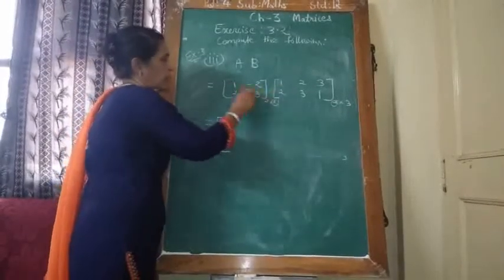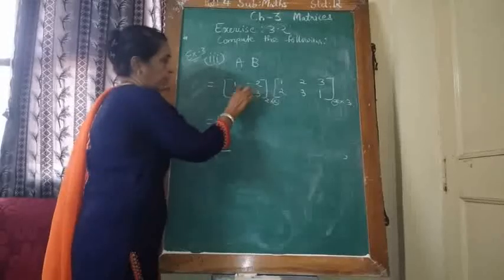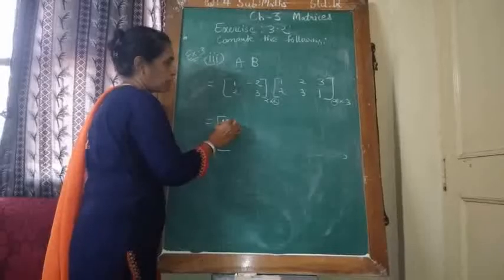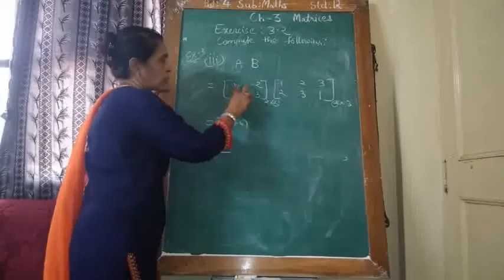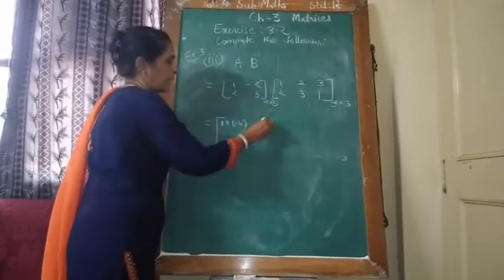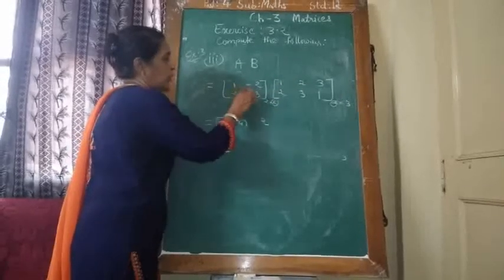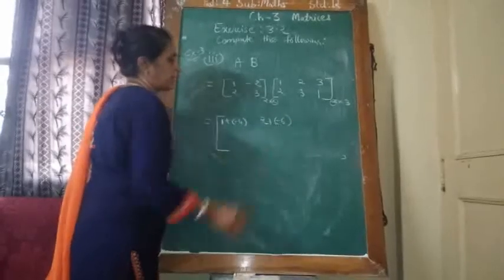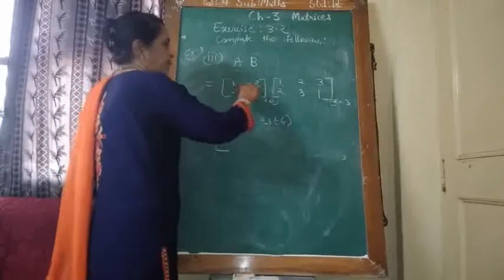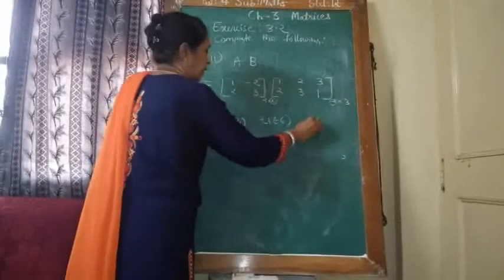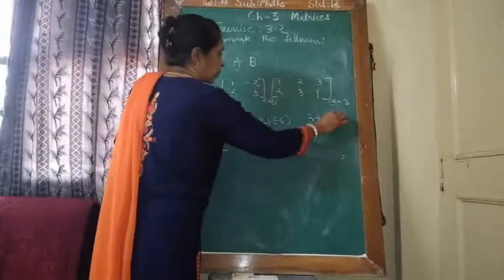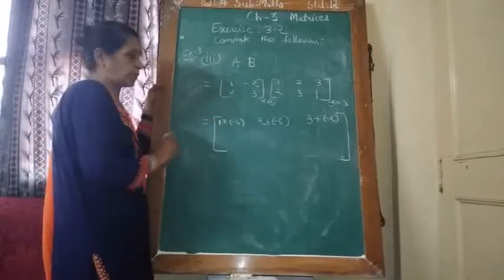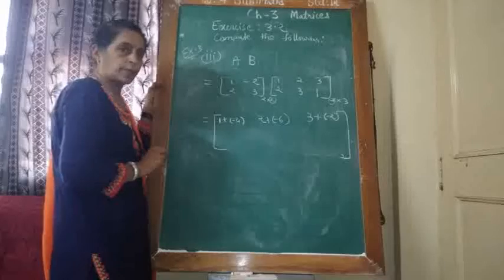See, first row, first column: 1 1 ja 1, and the first row's second element -2 times 2 means minus 4. So first row, first column. Now first row, second column: 1 2 is 2, plus minus 2 3 is minus 6. Again first row with third column: 1 3 is 3 plus minus 2. So 2 cross 3, 2 rows and 3 columns. See, 3 columns I obtained like this.